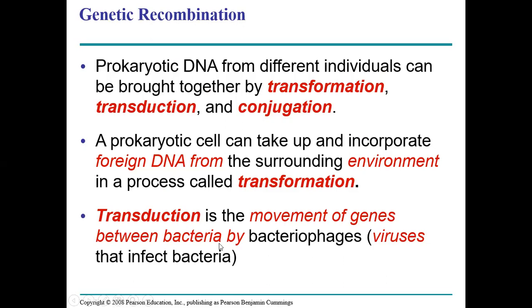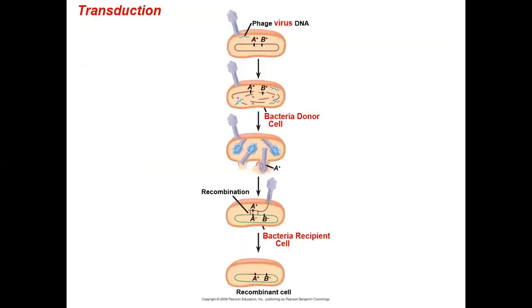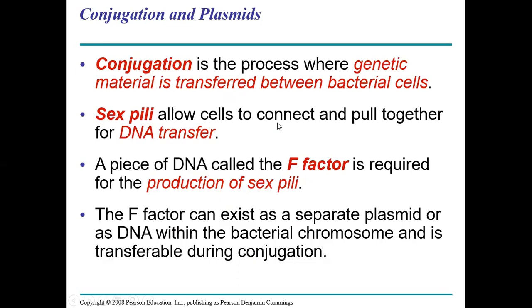What is transduction? Transduction means that a bacteriophage is helping in the transfer of one gene from one bacteria into the next. That was transduction. Whereas in the case of conjugation, that is the direct transfer of genetic material between two bacterial cells. Sex pili, that we have already told about. Sex pili allow cells to connect and pull together for DNA transfer. So a piece of DNA called the F factor is required for the production of sex pili.